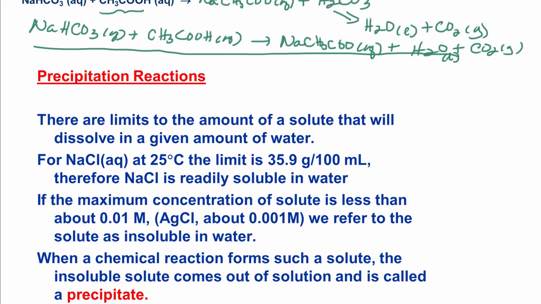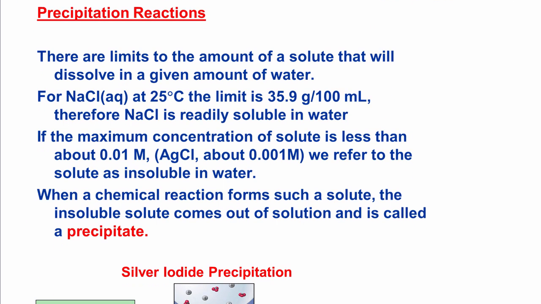So the next type of reactions that we're going to look at are precipitation reactions. And we all know that sodium chloride is soluble in water, but there are limits as to how much sodium chloride will dissolve in a given amount of water. At 25 degrees Celsius, the limit is 35.9 grams of sodium chloride in 100 milliliters of water. If I try to dissolve 37 grams, only 35.9 grams will dissolve in that 100 milliliters at 25 degrees. The rest will remain undissolved.